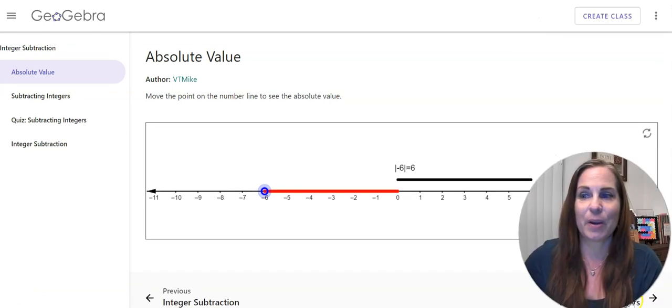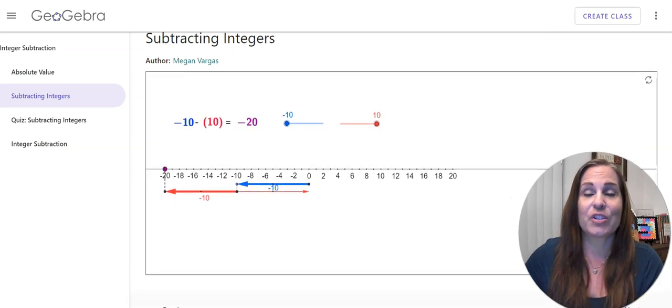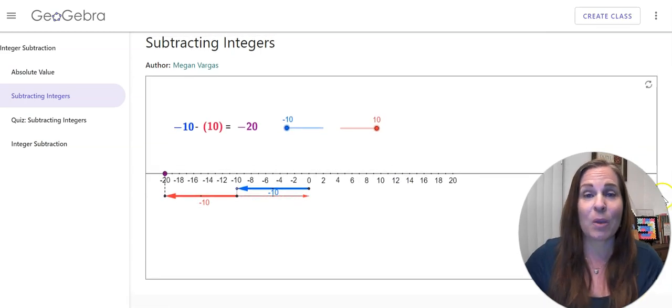I'm going to go down to the bottom and click where it says Next, Subtracting Integers. And now we have subtraction on the number line. We looked at addition, so now let's look at subtraction. When you subtract integers, you're going to be using the additive inverse. So here's what that means. Subtraction is the same thing as adding the opposite.